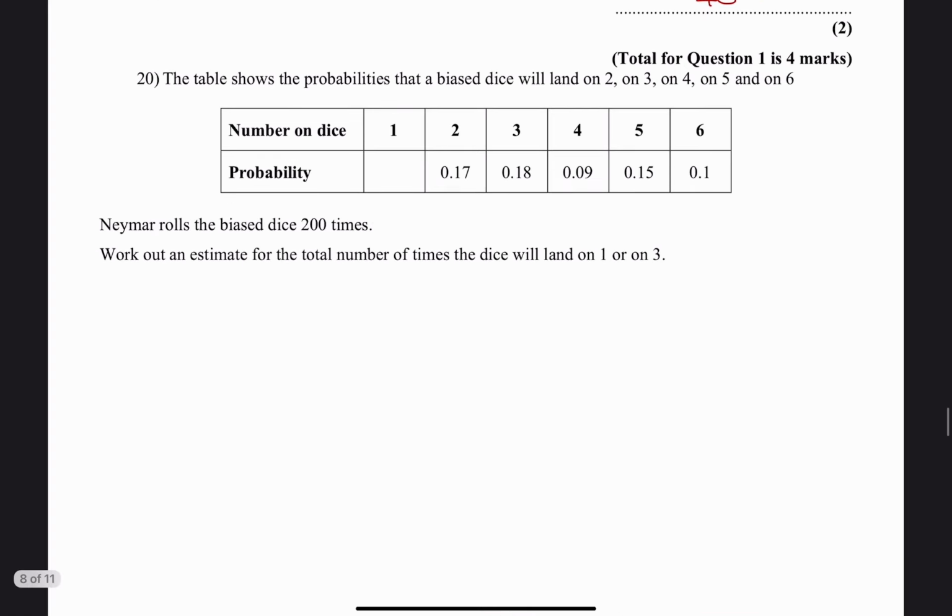Moving on. Now, the total should be equal to 1. Remember the total. So what do we do? Add 0.17 plus 0.18 plus 0.09 plus 0.15 plus 0.1. What's that? That gives you 0.69. So 1 take away that 0.69 then.